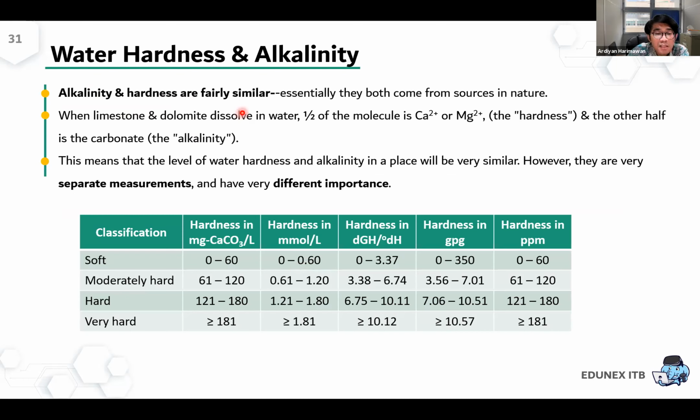Alkalinity and hardness is serupa tapi tidak sama. It's fairly similar. They both come from similar sources in nature. Like when you have limestone and dolomite dissolved in water, half of the molecules will be calcium and magnesium, which are quantified as hardness, and the other half will be the carbonate, which quantifies the alkalinity.